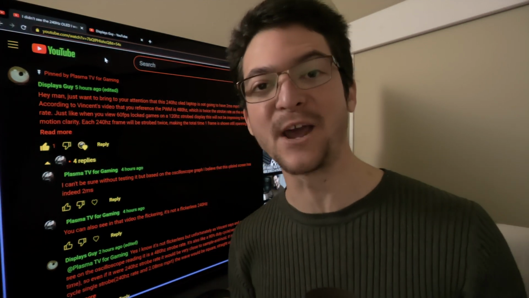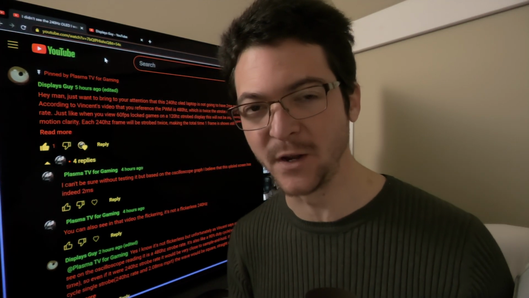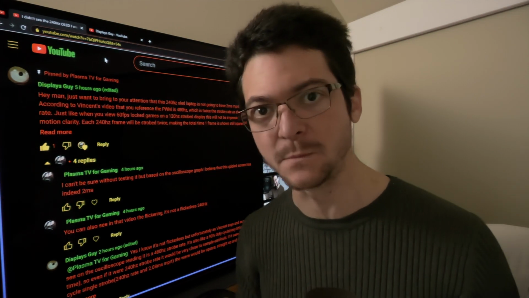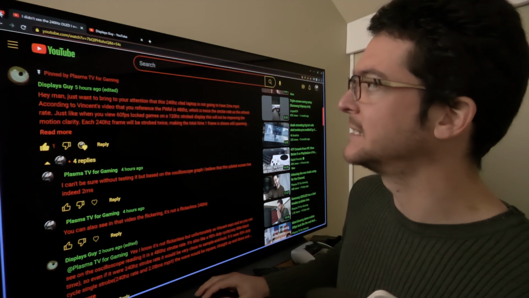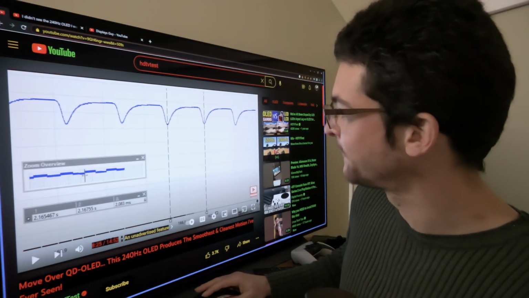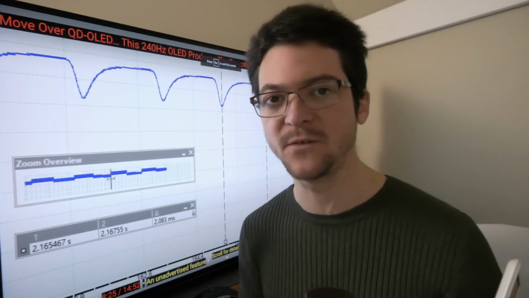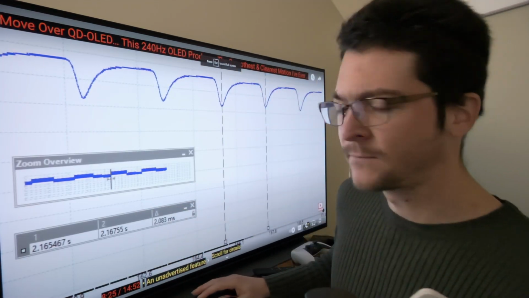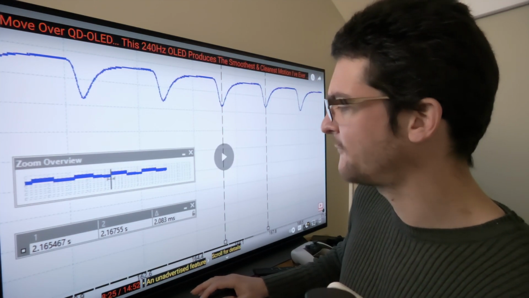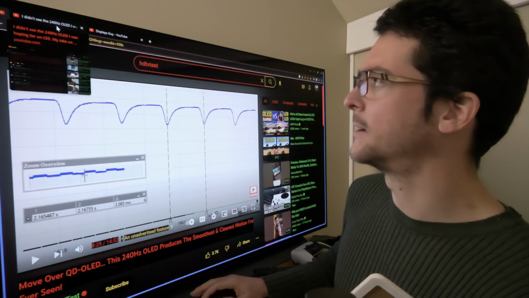I want to highlight a comment I received on my previous video where I was talking about the MSI QD OLED laptop screen. And I was saying, man, this would be fantastic as a gaming monitor because I believe it has 2 milliseconds of persistence. And I was wrong, and I don't know why I misinterpreted this graph. I'm going to explain it to you better now.